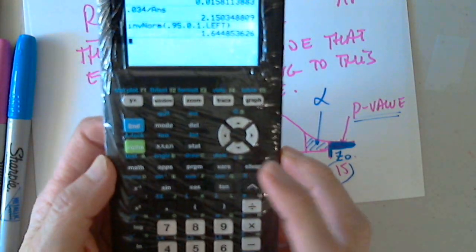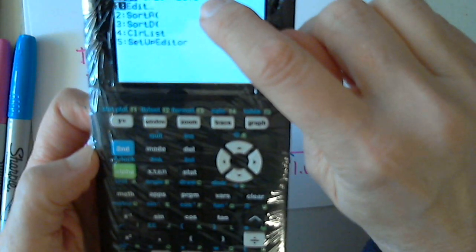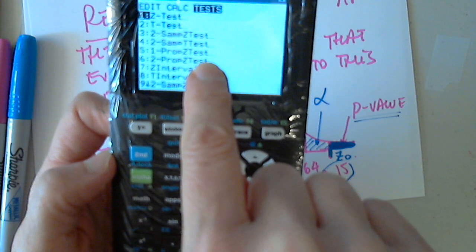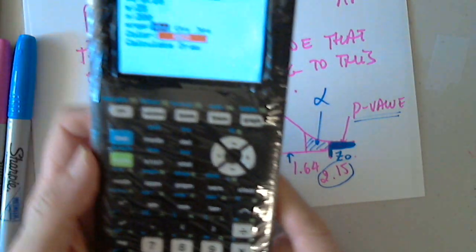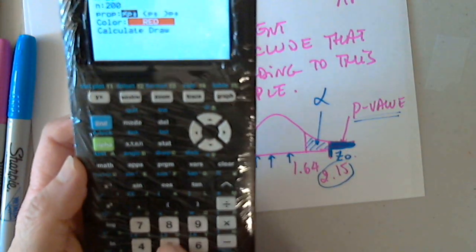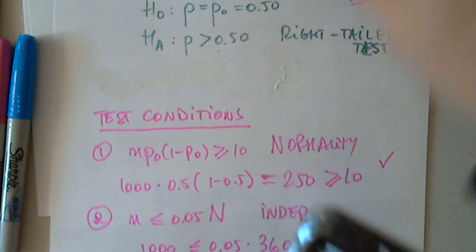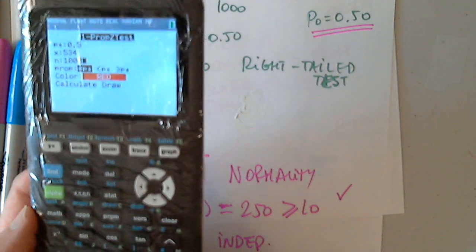So let's go to stats now and go to tests, please. And scroll down to 1 proportion Z test. Number 5, 1 proportion Z test. Okay, our P0 is given in the problem as 0.5. Our X, number of people who said yes, was 534. Total number of people in the sample, 1,000.